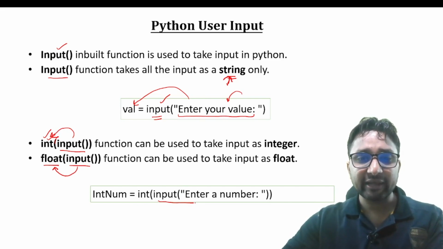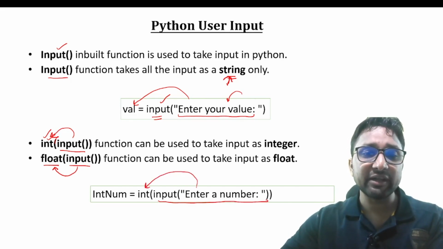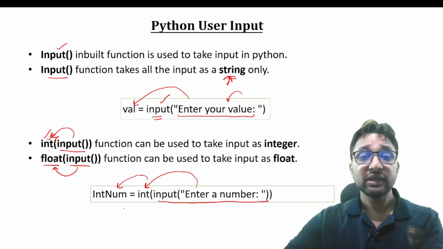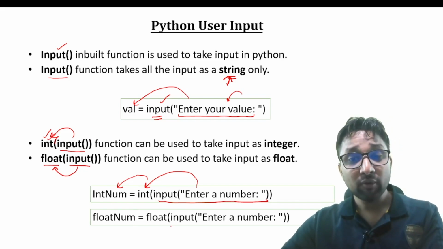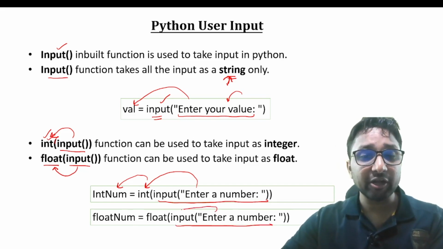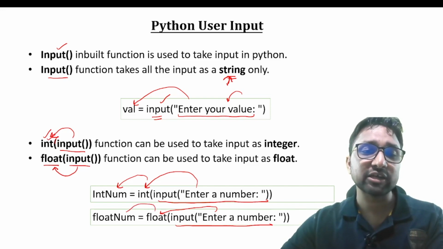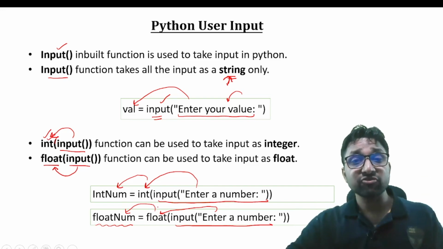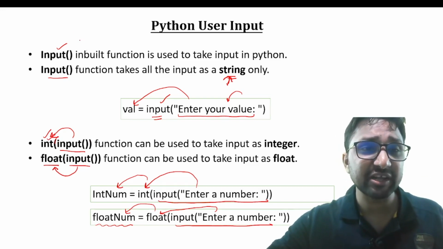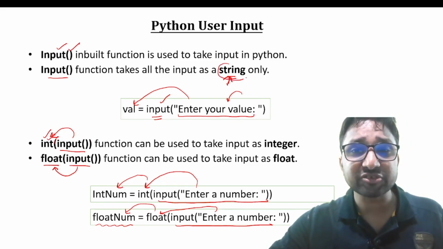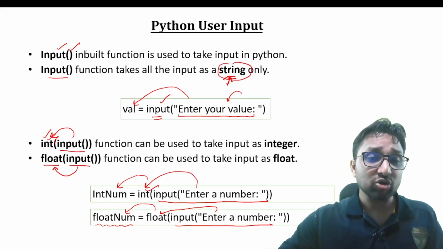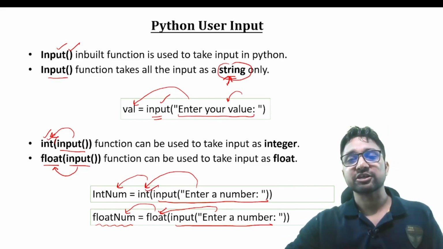So here we are taking the input by using the input function, and this input will be converted into an integer, and then in the form of an integer we store it into this variable int num. In a similar way we can do it with float also: we take the input, convert it into a float, and after converting, we store it into this variable. So by default the input function gives us input in the form of a string, but it's not compulsory. If we want input as an integer or float, we can use these int and float constructor functions.